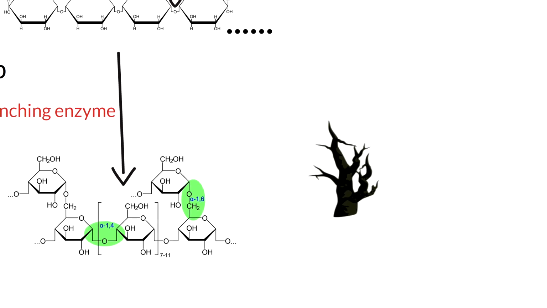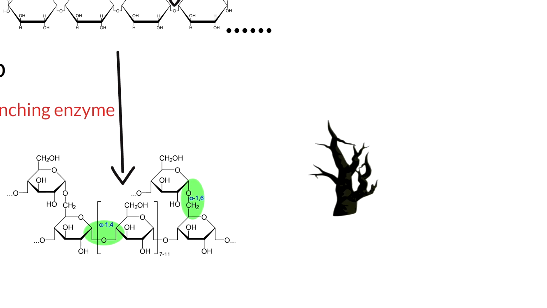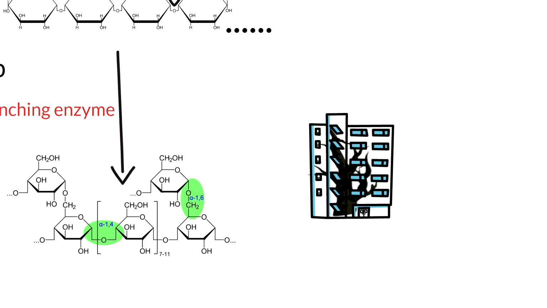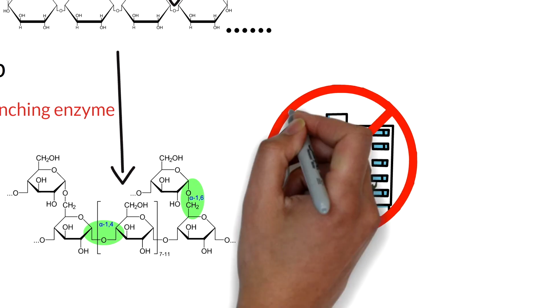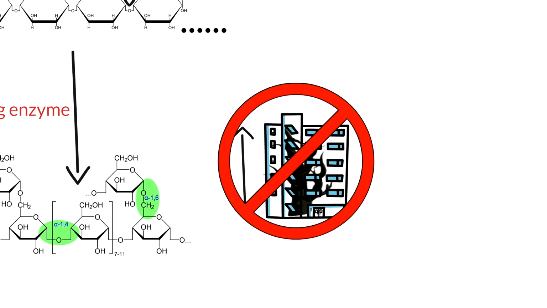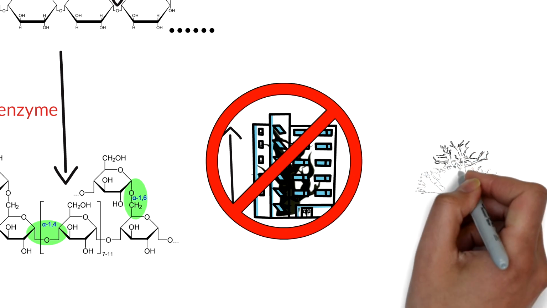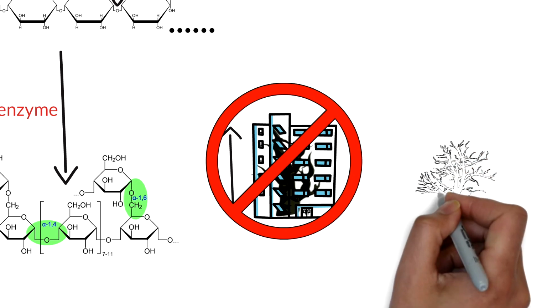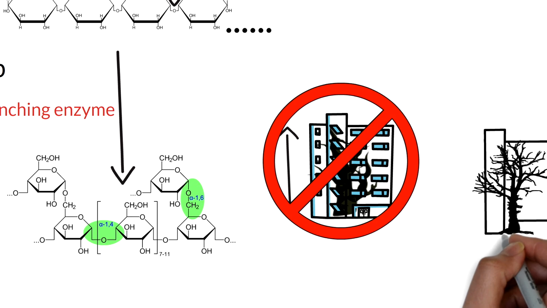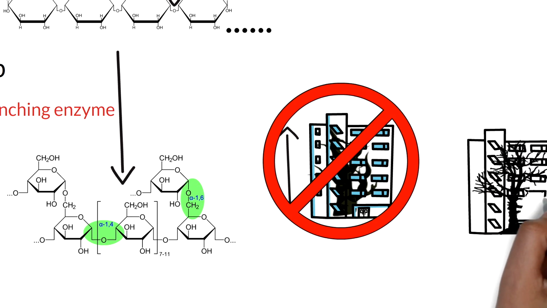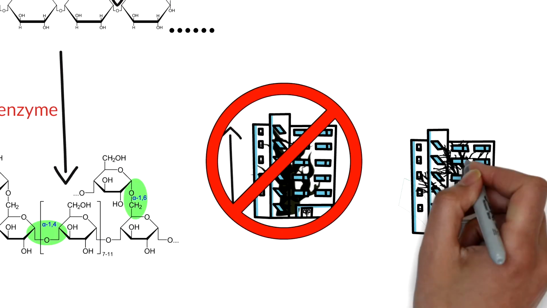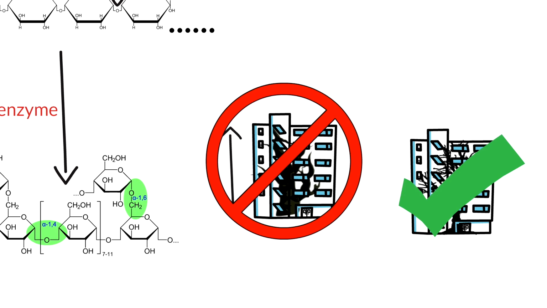To visualize the importance of this step, imagine a tree inside of a building. If the tree was allowed to grow only upwards, it will be limited by the ceiling and growth will stop. However, if the tree can branch off, growth will still continue. And the same happens with glycogen. Branching allows more space to be covered, facilitating storage.